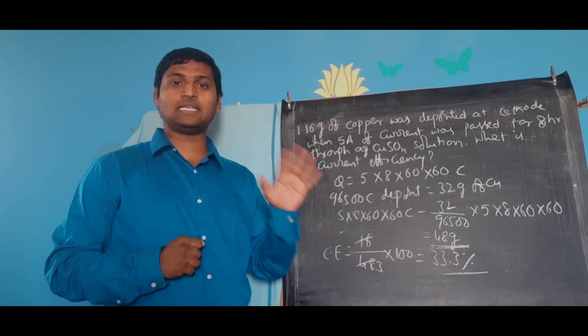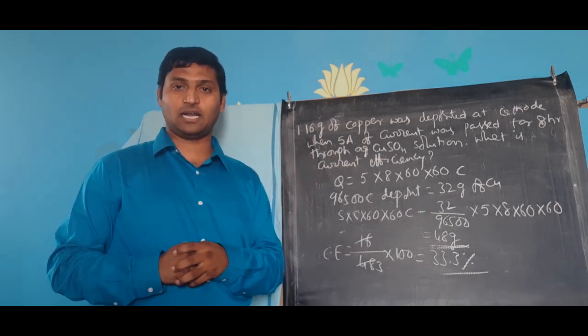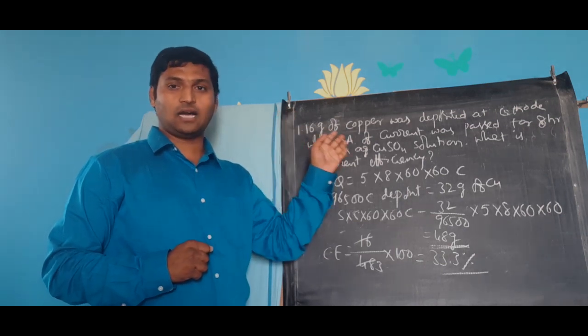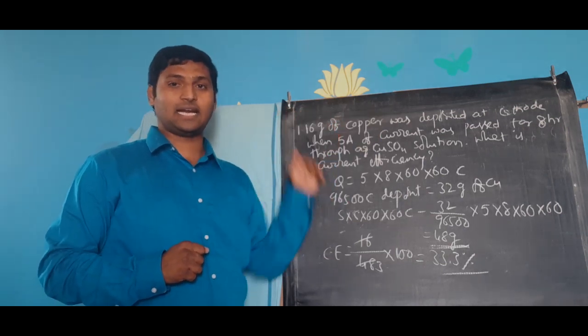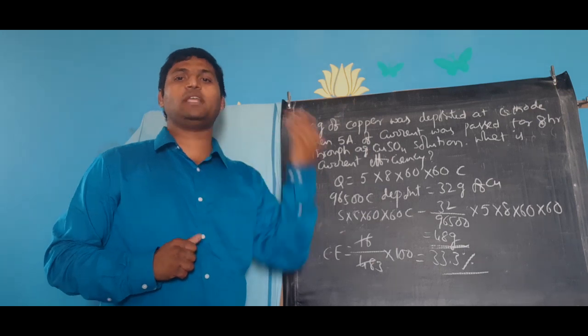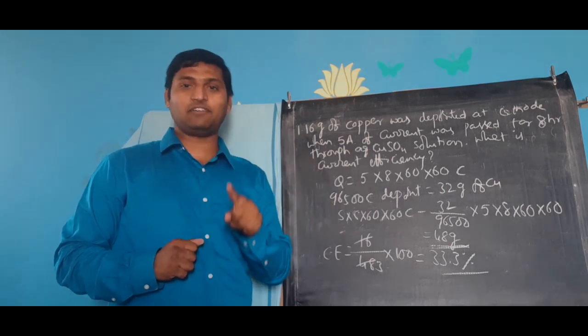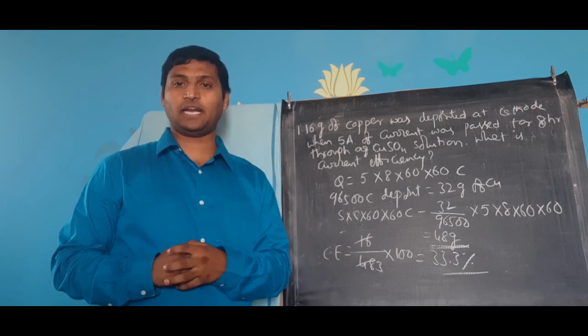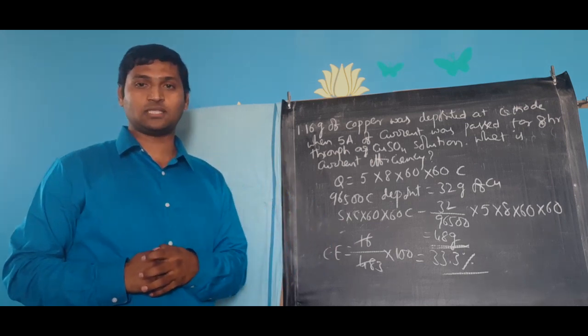Understood? So that is how problems on current efficiency are asked. In this case, the quantity is given apart from the electricity passed and current efficiency is asked. It could be the vice versa. Current efficiency will be given and the original quantity that is really obtained will be asked. Let us check one such problem.